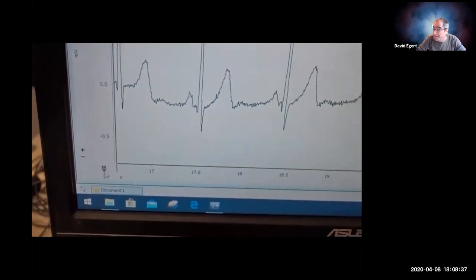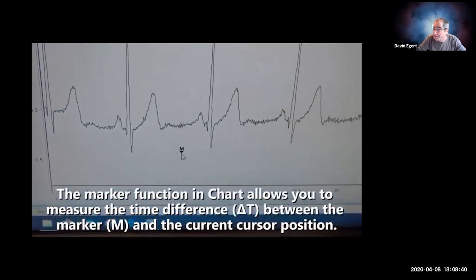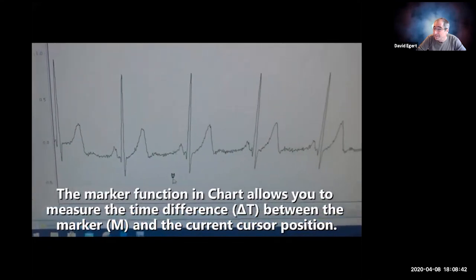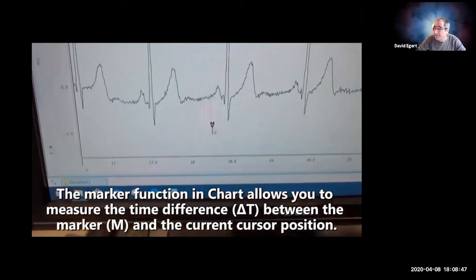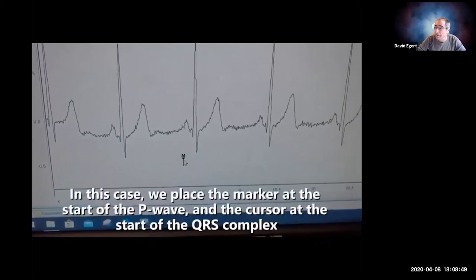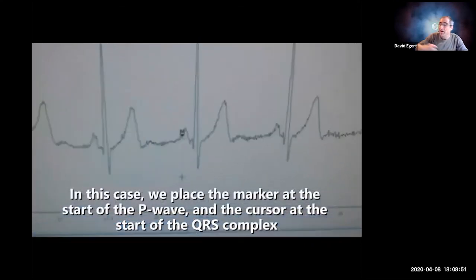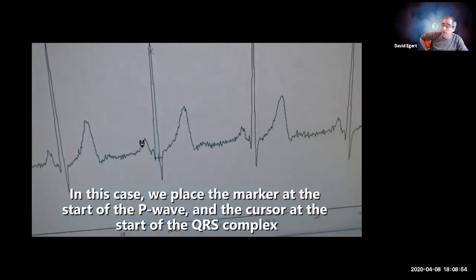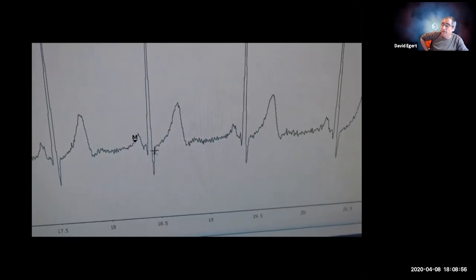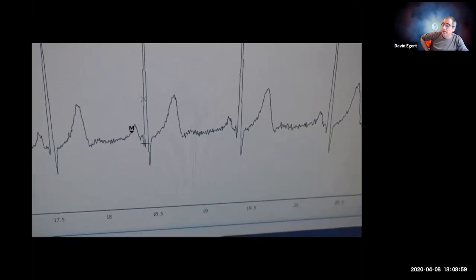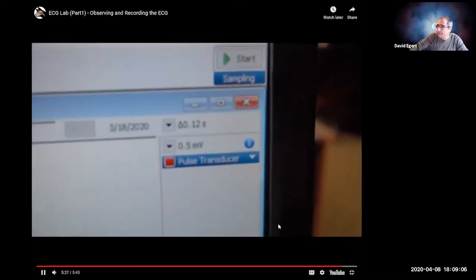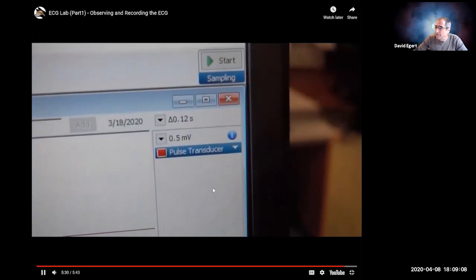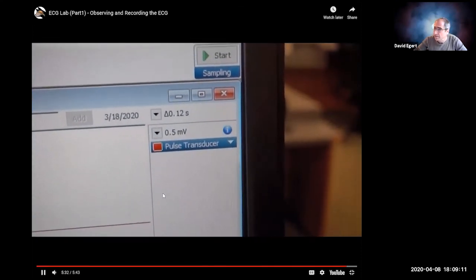Okay, and drop it right at the beginning of the P wave. Here. Oh, no, you can just put it right there. Great. So this is the automated way, it just automatically tells you from where the marker is to where the cursor is, how much time it was. At the beginning, just at the rising of the QRS there. And now we can take a look up here. We see the delta time is 0.12 seconds.